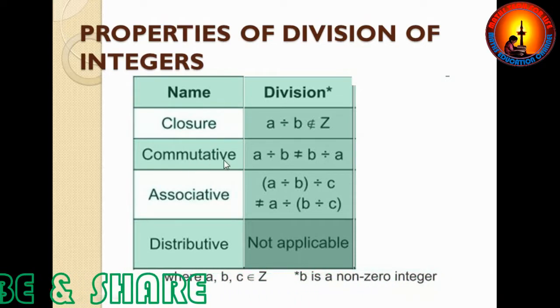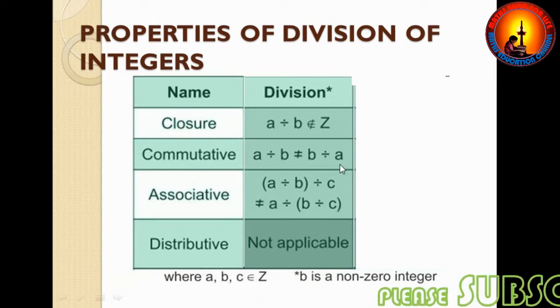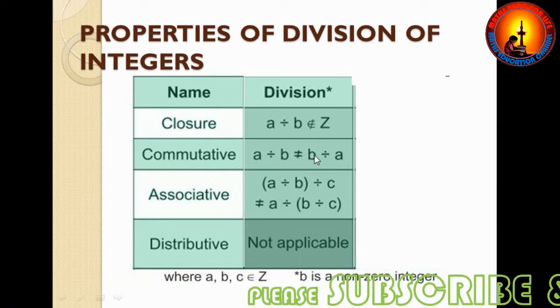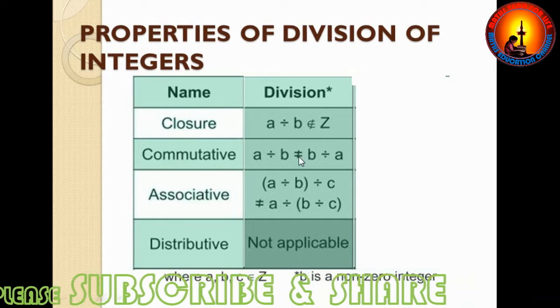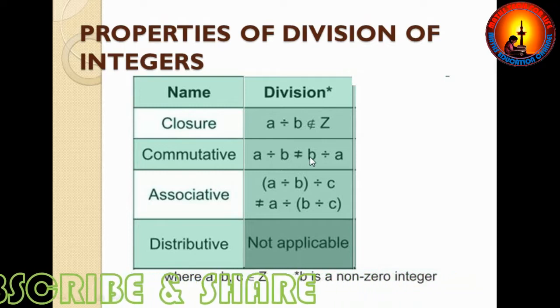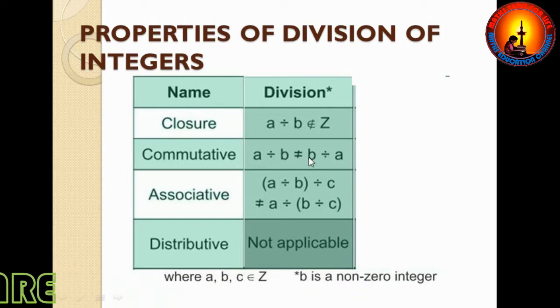Now the next one is commutative. a divided by b is not equal to b divided by a. That is, if you change the order while dividing, you will not get the same answer. That is, division is not commutative for integers.